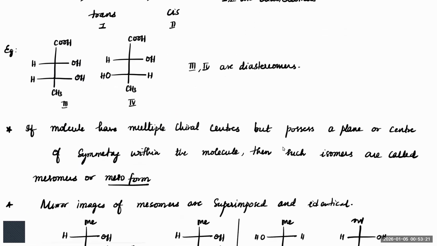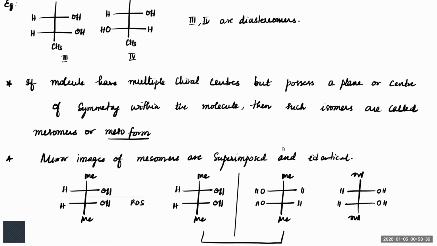Now you can notice that in this case, structures 3 and 4 are not exactly mirror images of each other. If they are not mirror images, then they are diastereomers. Next, if a molecule has multiple chiral centers but possesses a plane of symmetry within the molecule, then such isomers are called mesomers or meso forms.